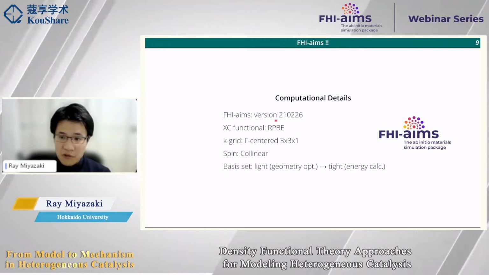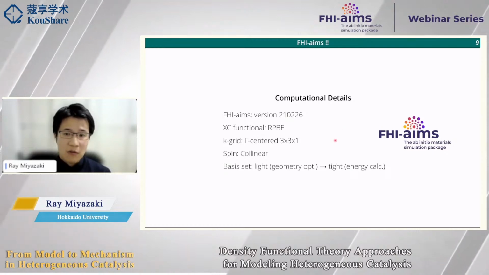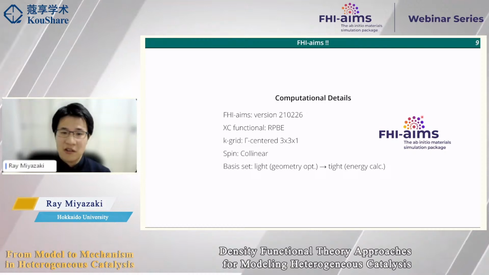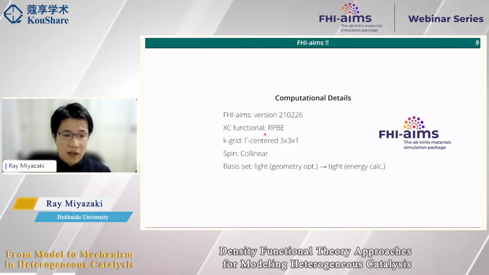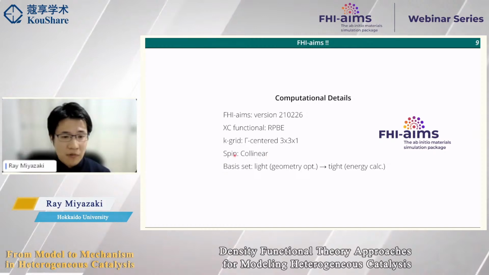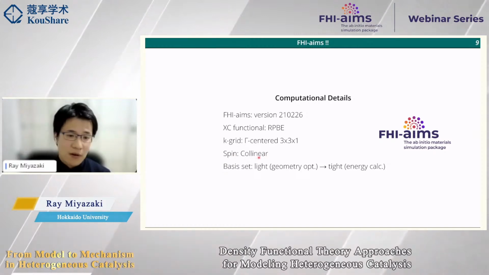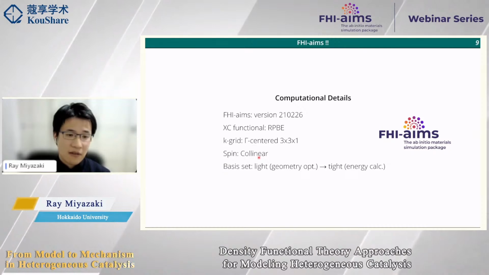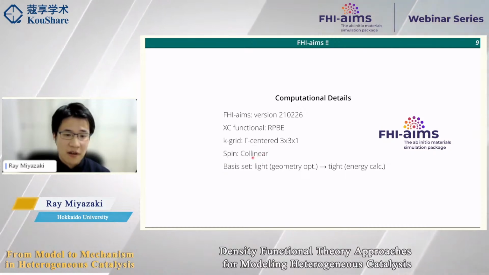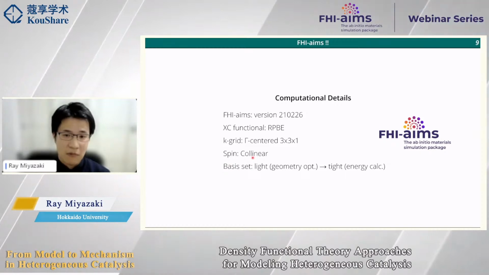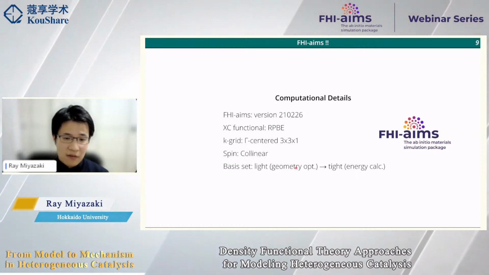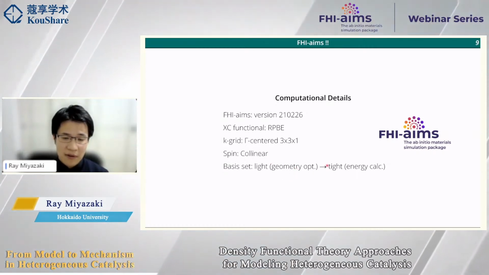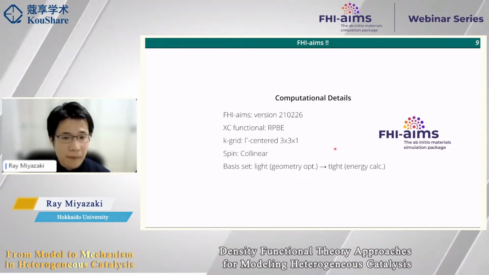And these are the computational details of my research. Of course, all of the calculations were performed with FHI-aims. The version of FHI-aims is a little bit older. The DFT level is with the PBE functional. And because the ground state of cobalt is a ferromagnetic state, I adopted spin-collinear calculations for the simulation. For geometry optimization, I adopted the light basis set. Then, using the optimized structure, I performed a single point calculation with the tight basis set.